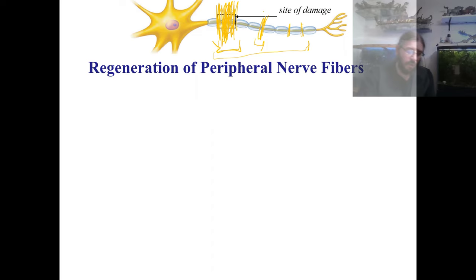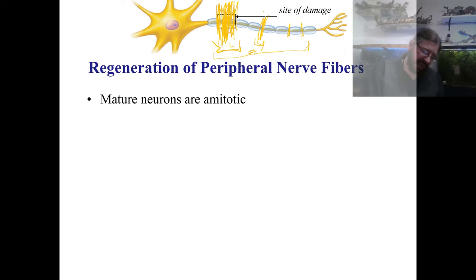So length of damage, number of damaged sites, right? So either way, you have a problem when there's damage. And that problem is that neurons on their own are amitotic, A being the Latin for without. So mature neurons do not undergo mitosis themselves.